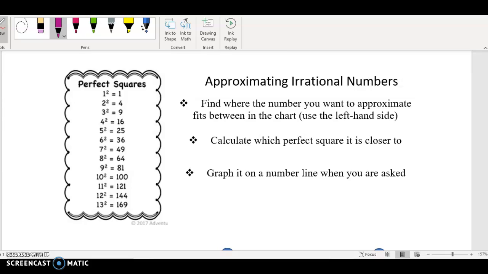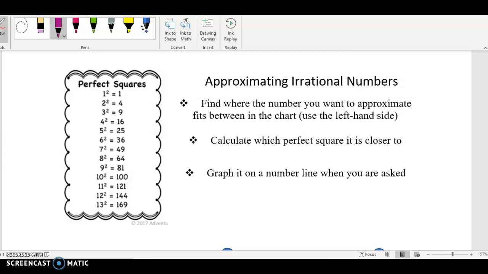This is just a recap on how we approximate irrational numbers without using our calculator. The first thing that you want to do is have a list of all of your perfect squares. I've asked for you to be able to know up through 15. This chart says 13. That's perfectly fine.